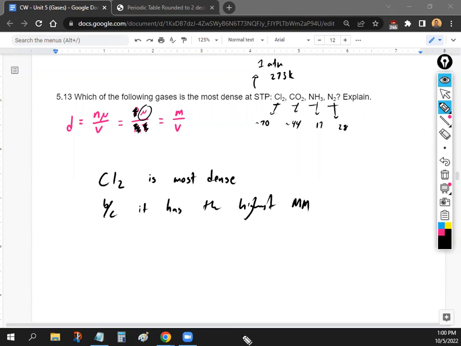So when you're writing explanations, remember KISS. Keep it simple, students. But yeah, I want to keep it as simple as possible. Yeah. Yeah, that's fine. Highest. Sorry, my handwriting is very bad. Highest. Highest molar mass.